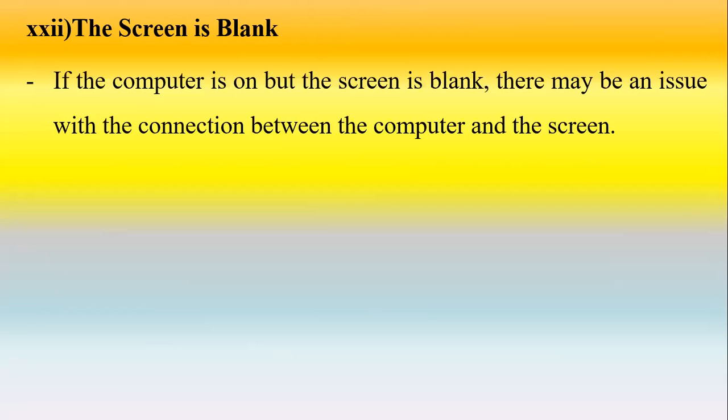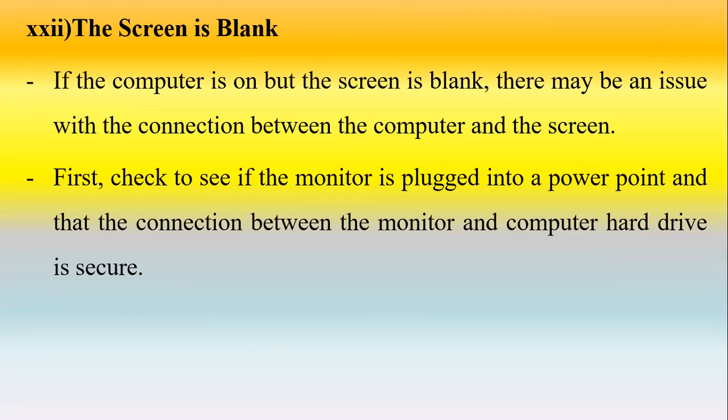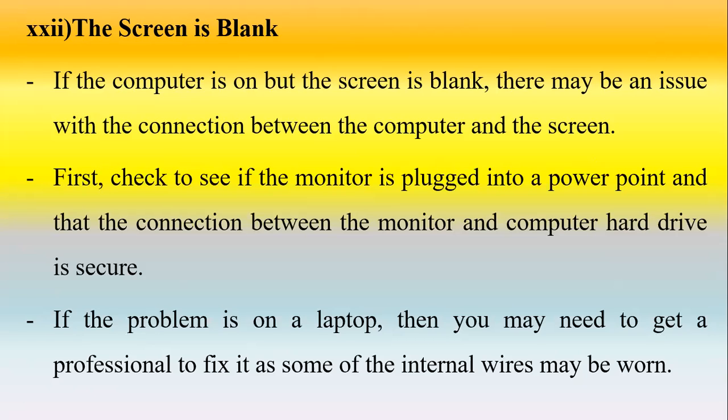Number 22 is the screen is blank. If the computer is on, but the screen is blank, there may be an issue with the connection between the computer and the screen. First, check to see if the monitor is plugged into a power point and that the connection between the monitor and the computer hard drive is secure. If the problem is on a laptop, then you may need to get a professional to fix it, as some of the internal wires may be worn.